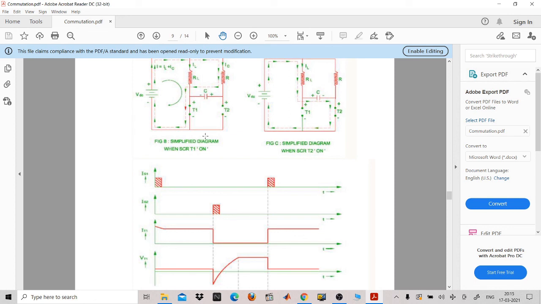So in this way you have done the analysis of the class C commutation. Then we have seen the equation for the circuit turn off time, and now the waveforms for the class C commutation. So this is all about the class C commutation.